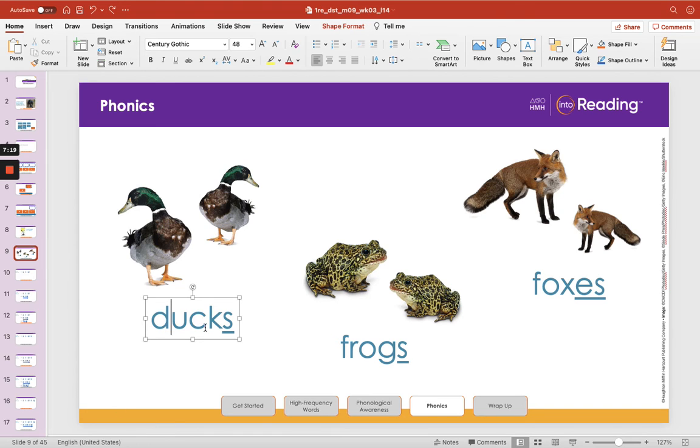So I have this word. I'm going to highlight it. Ducks. Hear the s at the end. Frogs. Did you hear it make a z sound? Frogs. And foxes. Foxes. It also made the z sound.